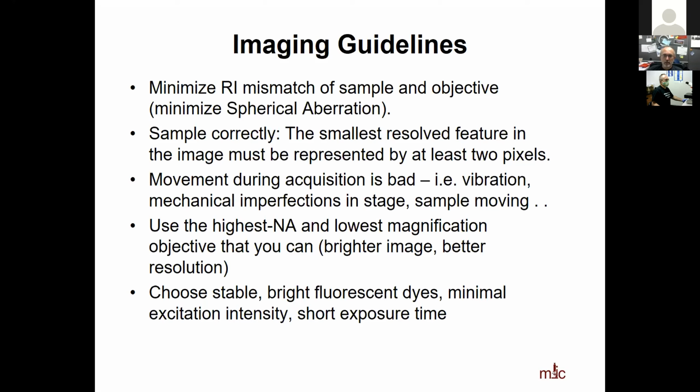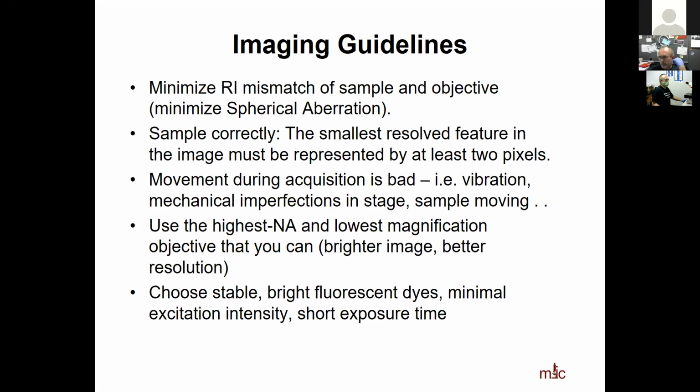And you want to make sure that the sample doesn't move, so vibrations or the sample moving, that's typically a bad thing. Use a high NA objective, as high as you can, and low magnification if you can, so that you get a really bright image. And of course, pick your bright fluorescent dye or stable bright fluorescent proteins. Use only as little excitation as possible and short exposure time so that you don't photobleach your sample.